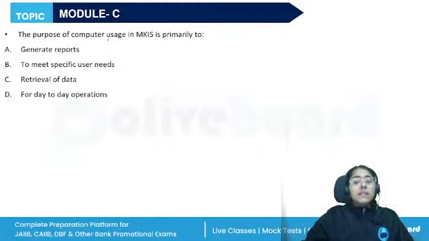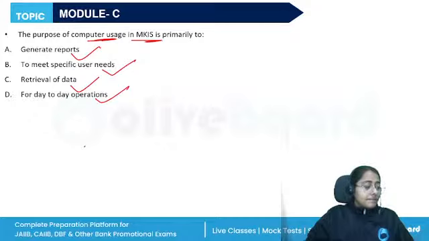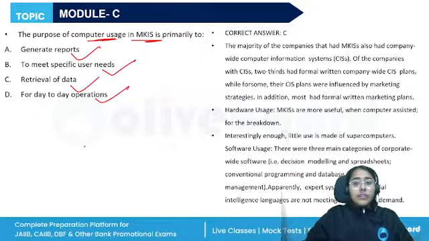Next, the purpose of computer usage in the MKIS is primarily two. In the MKIS, marketing information system, in which area is the computer used primarily: to generate reports, to meet specific user needs, retrieval of data, or for day-to-day operations. So in the MKIS, the computer is used for retrieval of data. Retrieval of data.